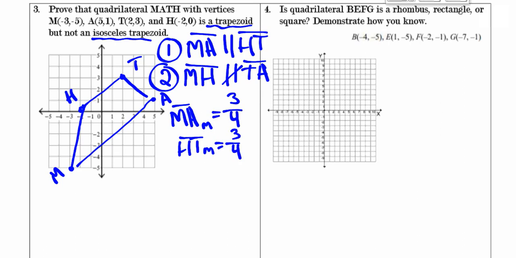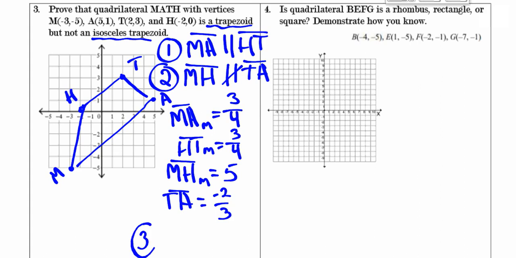MH is going up 1, 2, 3, 4, 5 and over 1. So MH has a slope of 5. TA has a negative slope, so it's definitely not going to be parallel. Down 1, 2 over 3. TA has a slope of negative 2/3. The last two pieces together justify this statement. Now we know it's a trapezoid. We need to now show it's not an isosceles trapezoid. So I'm just trying to show for the third statement that MH is not congruent to TA.